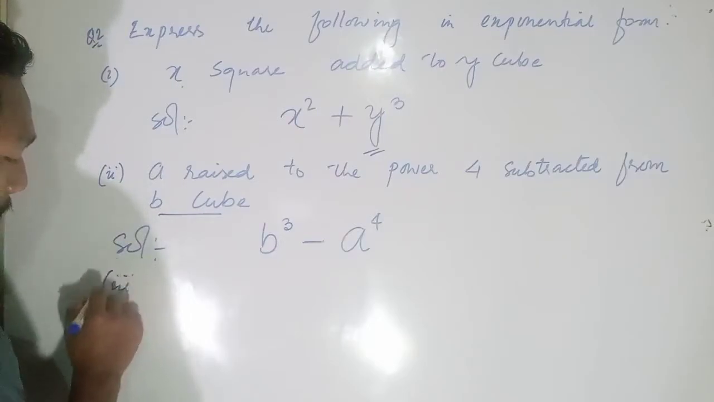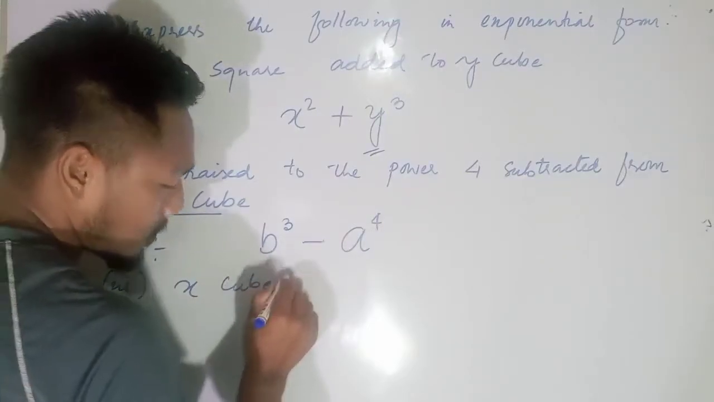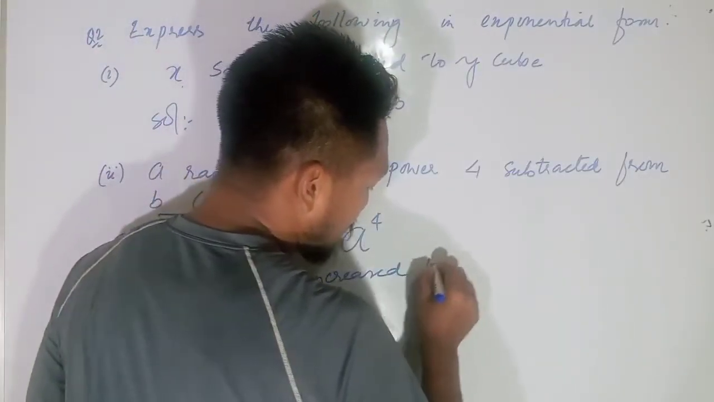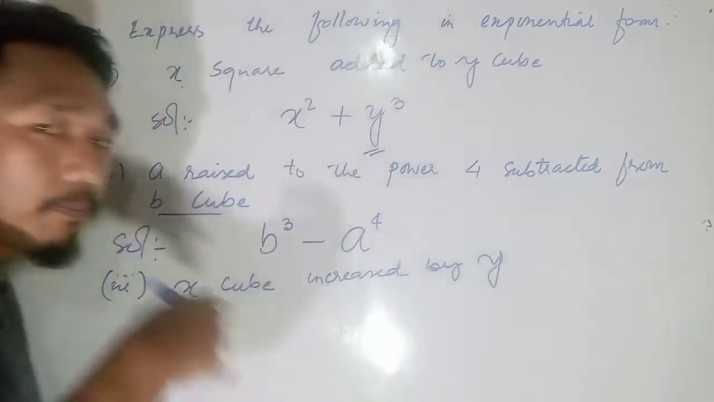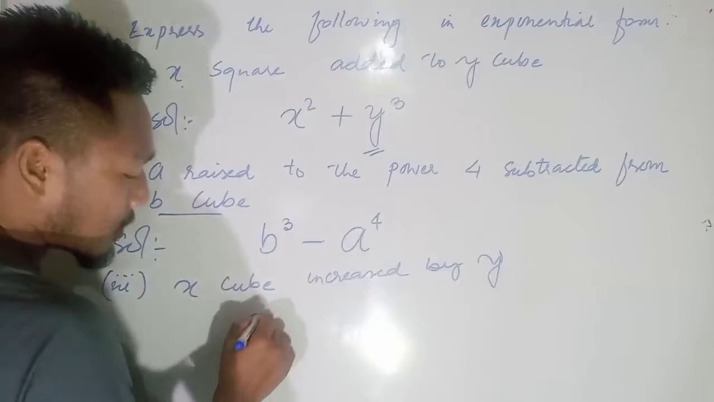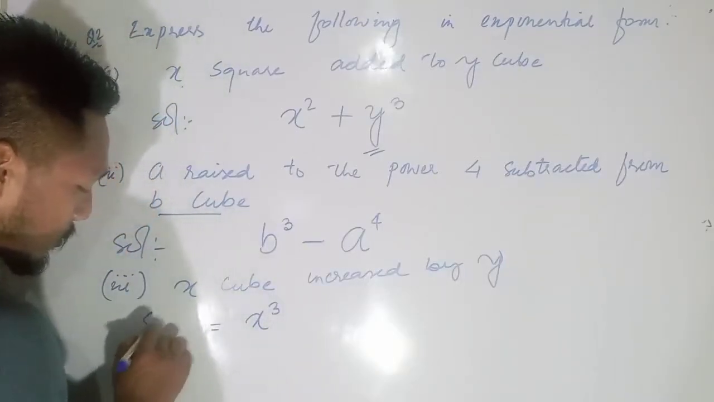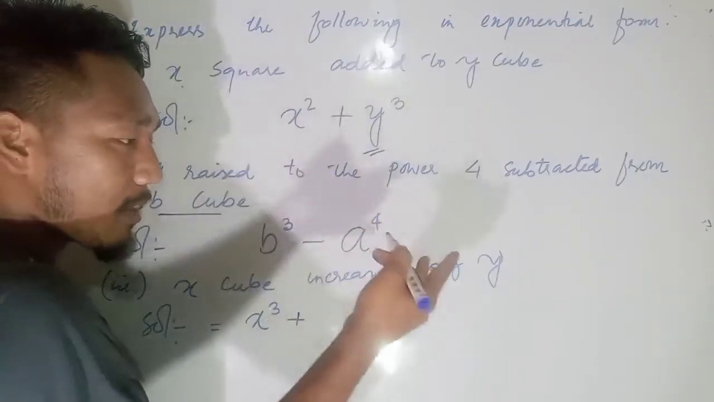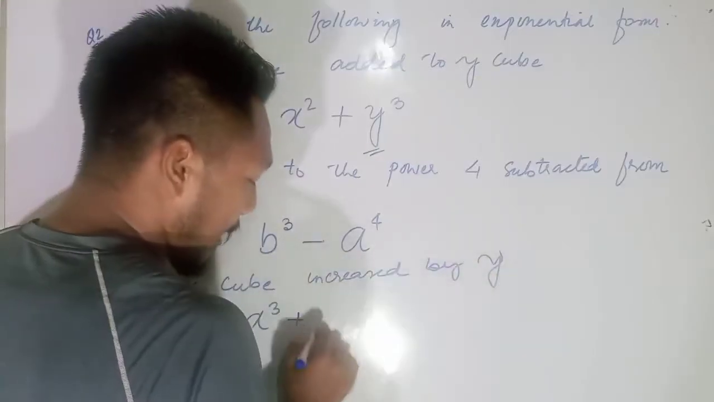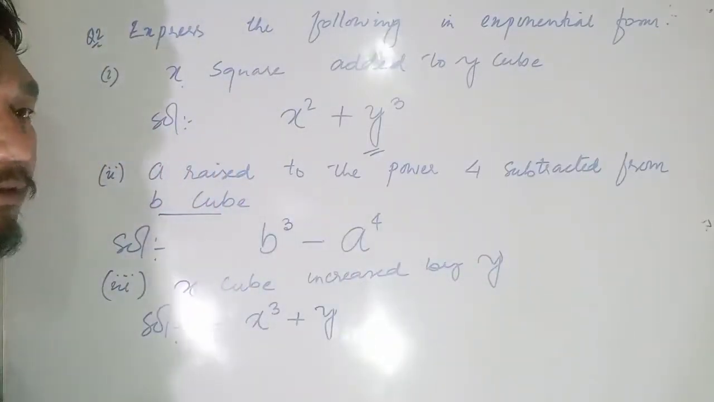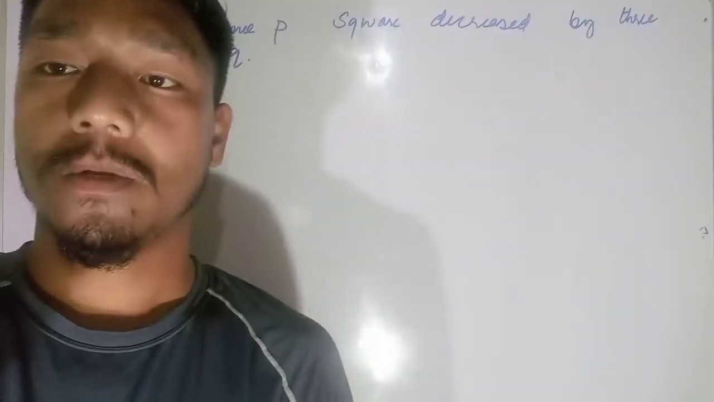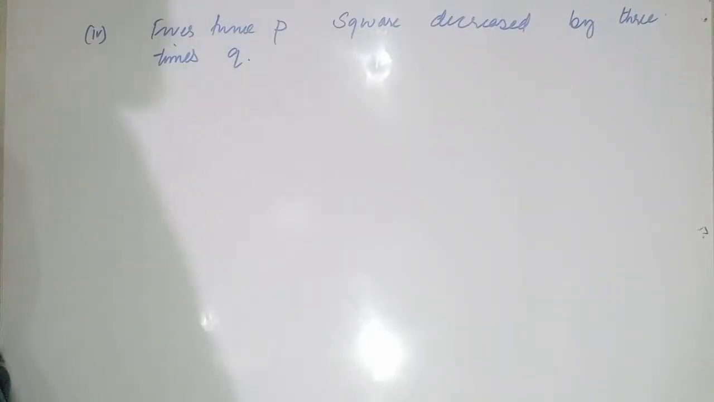Okay, next is number 3: x cube is increased by y. Whenever the word is increase, it means plus; decrease means minus. Increase means plus, decrease means minus. So x cube increased by y means x cube plus y. Similarly, question number 4. So this is our question number 4.